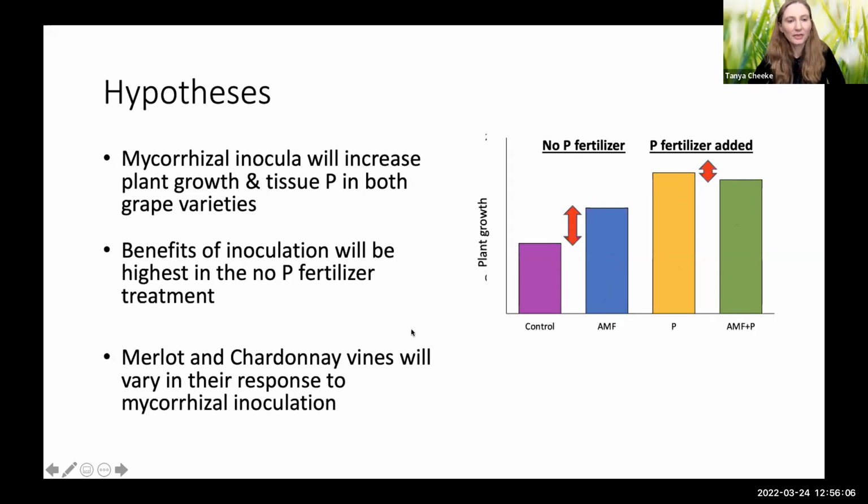And then we also thought that the Chardonnay and Merlot would vary in their response to mycorrhizal inoculation. And this is just based on previous studies I've done with other plant species, where they do tend to vary based on cultivar.